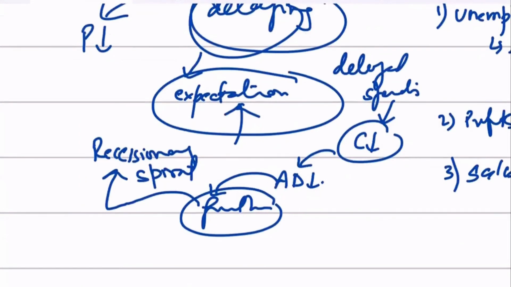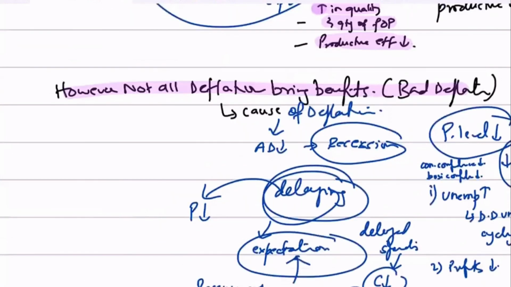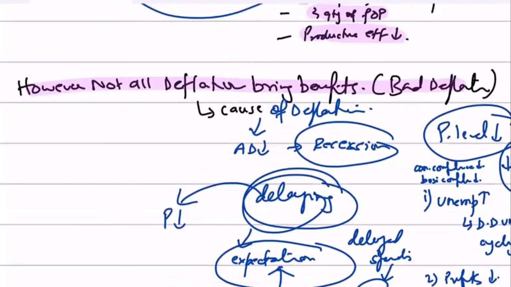Okay, so these are the points that you need to mention. It really depends upon the cause of deflation: what are the reasons why your AD is falling, what are the reasons for deflation, whether it is a good deflation or a bad deflation. This will determine whether deflation will benefit the economy or be harmful for the country, right? Also, it depends upon whether your country is a developed country or a developing economy.